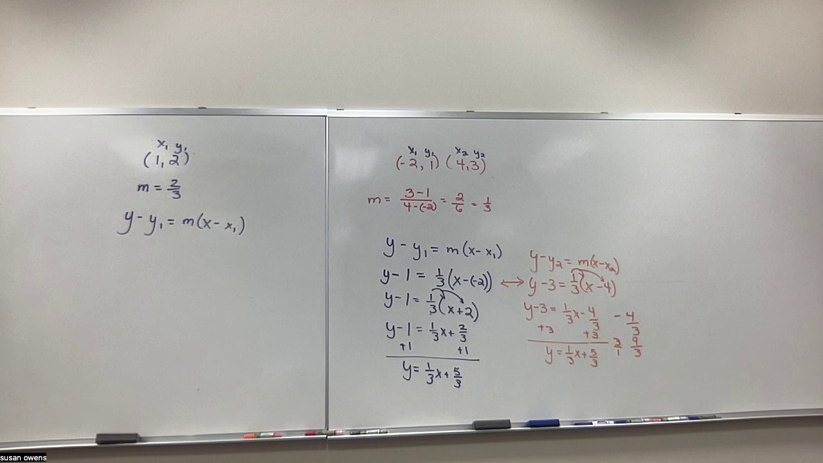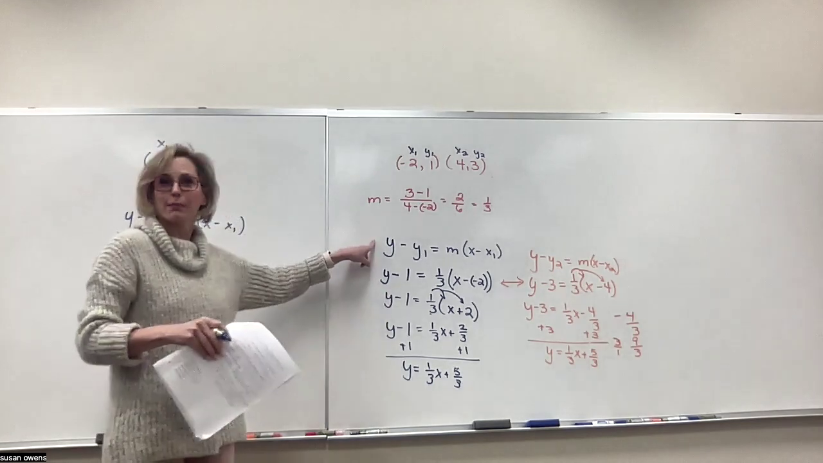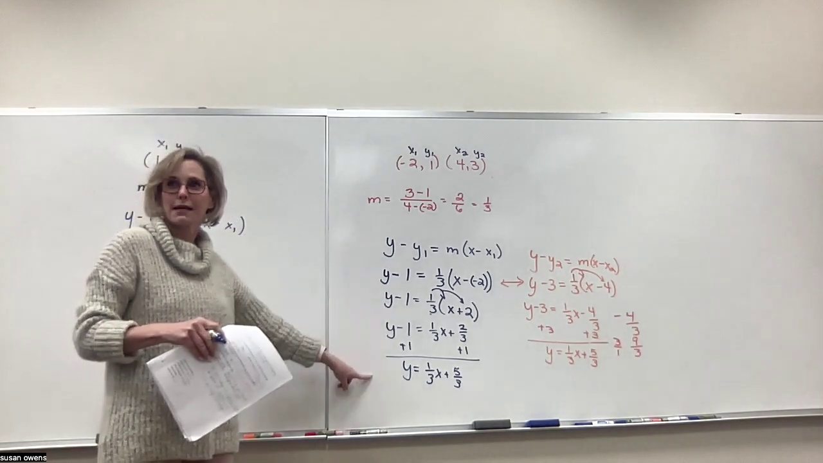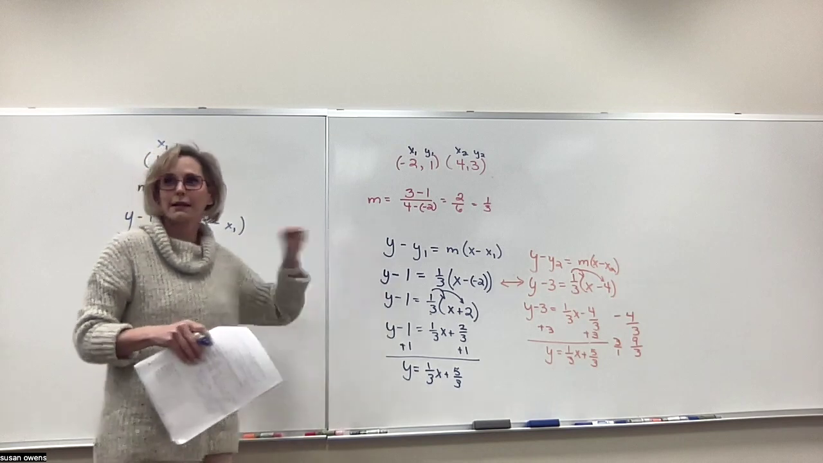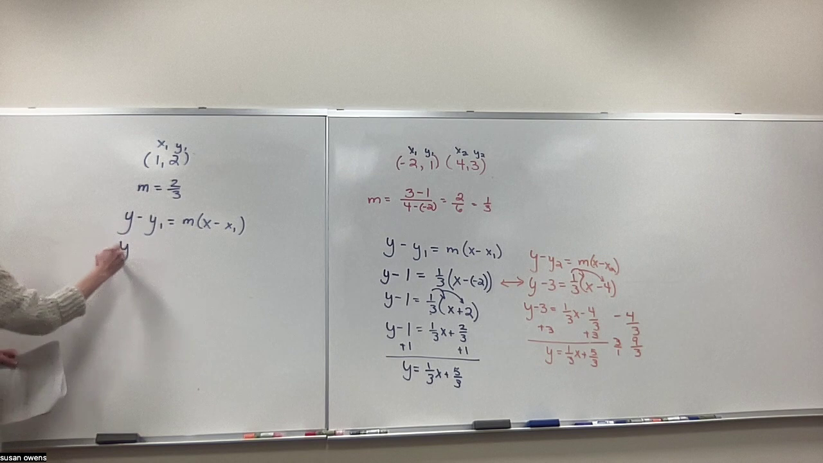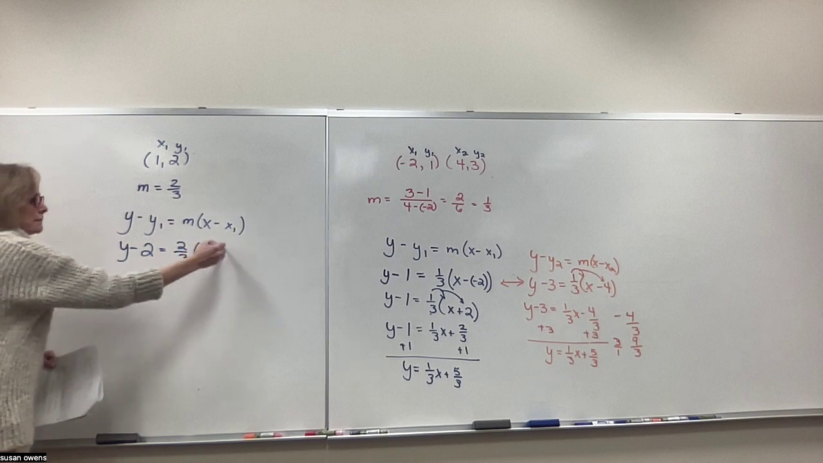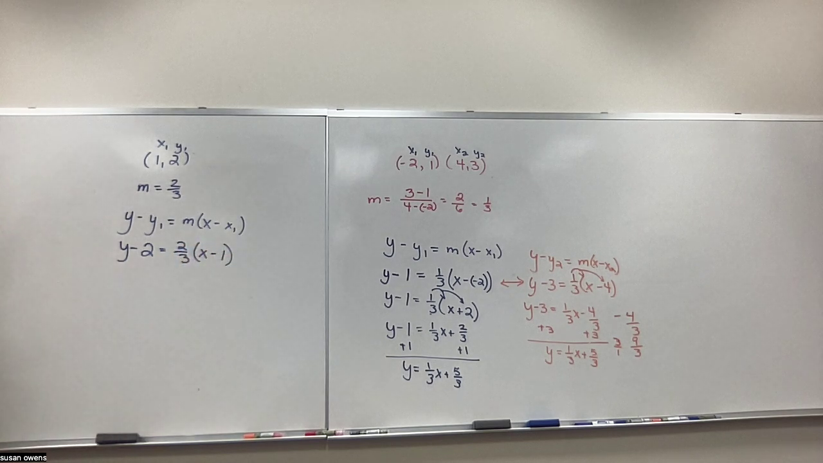It doesn't say you have to take it to slope-intercept form. If it doesn't say take it to slope-intercept form like we did right here, we can leave it in point-slope form. The directions didn't say to go all the way to there. Just write it like that. Just plug in the values. Everybody get that?